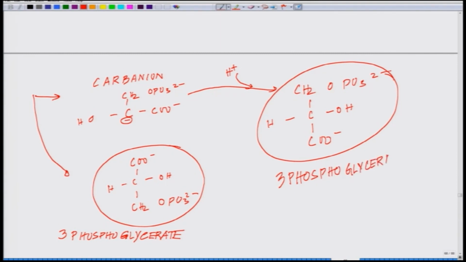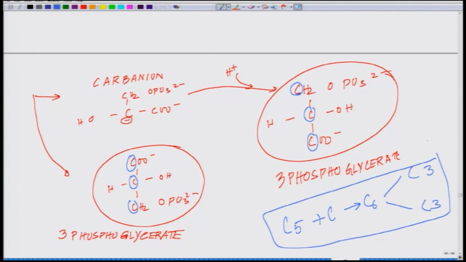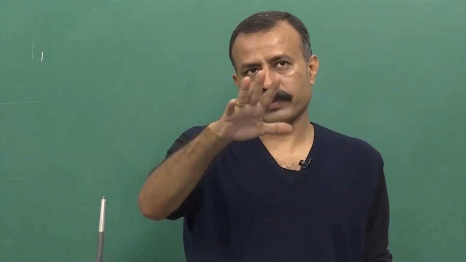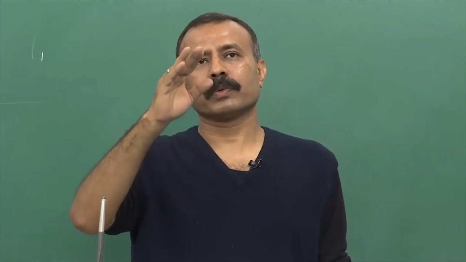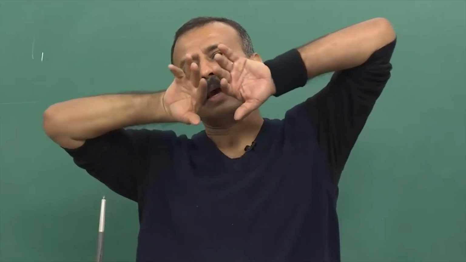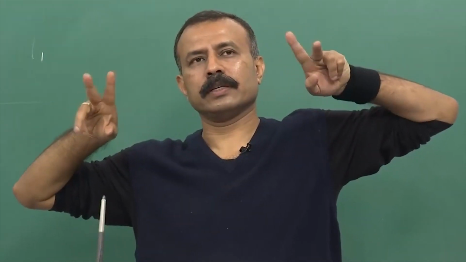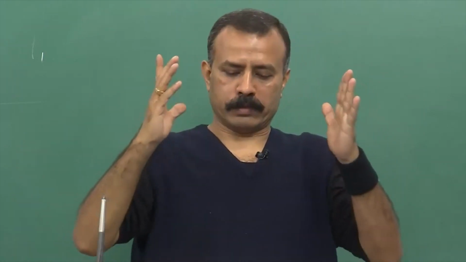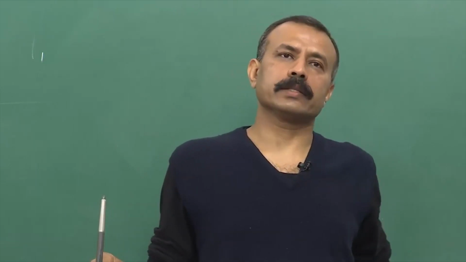So, what you see out here, if you label them in blue, first carbon, second carbon, third carbon, here first carbon, second carbon, third carbon. So, you have a C5 plus C forming a C6 and then splitting up into C3, C3. The last reaction I just now drew in front of you: a C5 plus CO2, forming a C6, and then splitting up into 2 compounds of C3, C3. So, this is the core initial reaction where CO2 gets accepted.